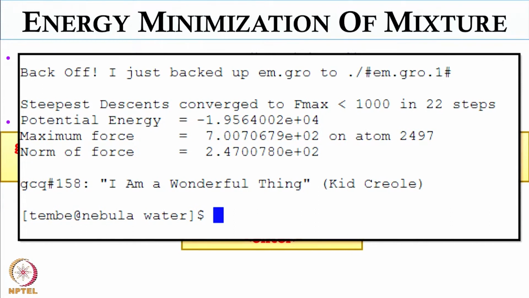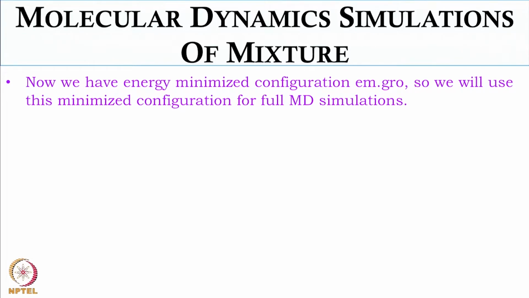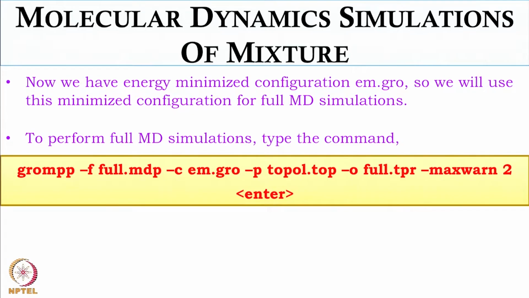Now that we have the energy minimized configuration, the topology file and the full.mdp file, we'll proceed towards the molecular dynamics simulation of the mixture. Here also we'll combine the MDP, em.gro and topol.top files into a TPR file, which will be my input for mdrun, using the command grompp. em.gro is the result of your energy minimization. That is one file, consisting of all the coordinates of methanol and water. This is the energy minimized configuration.